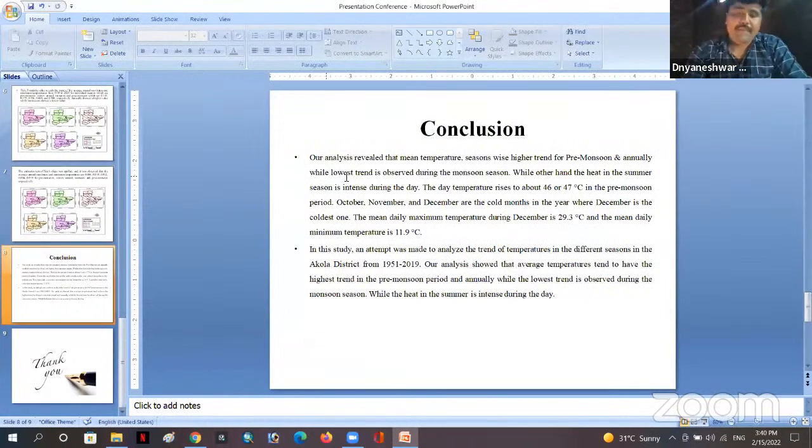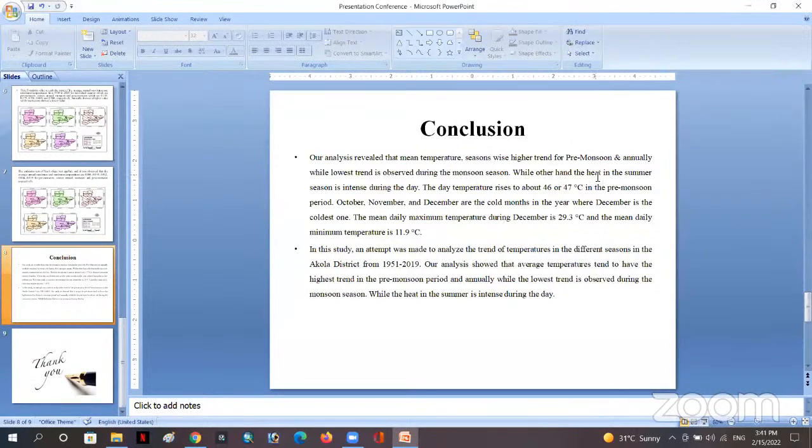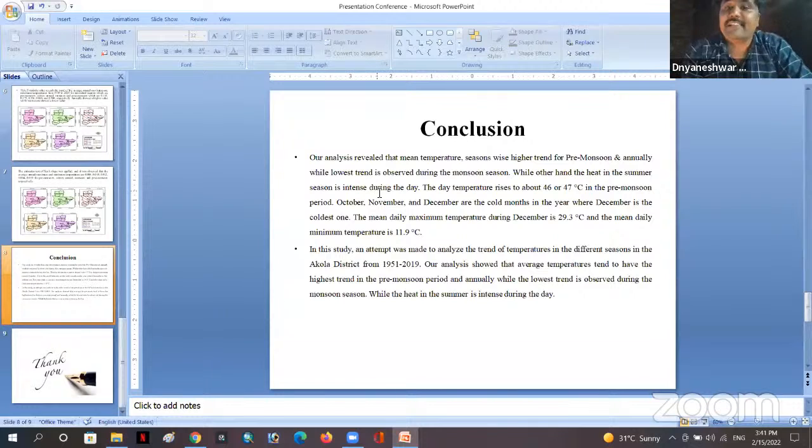Then by this study, we have some conclusions. Our analysis revealed that the mean temperature and season-wise temperature are higher for pre-monsoon and annually, while the lowest trend is observed during the monsoon season. On the other hand, the heat in the summer season is intense during daytime, and the temperature rises to about 46 to 47 degrees Celsius in the pre-monsoon period. October, November, and December are the cold months, while December is the coldest month in the year.